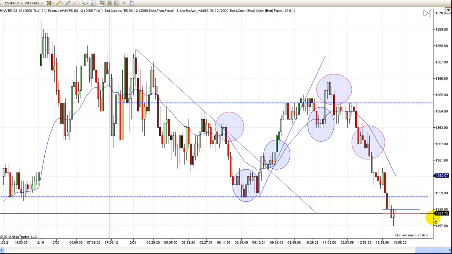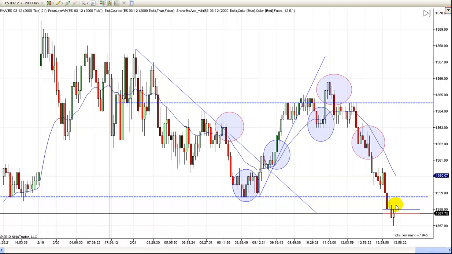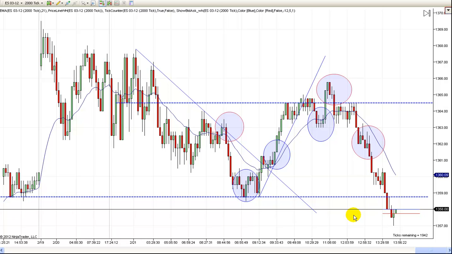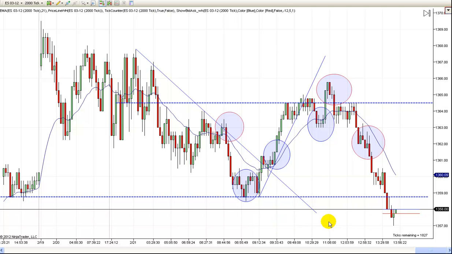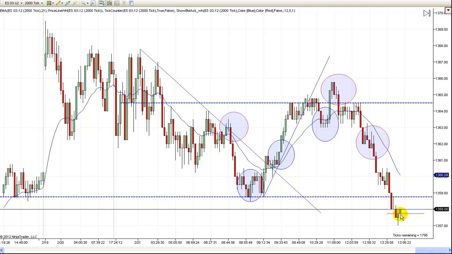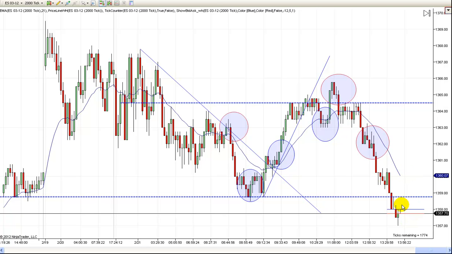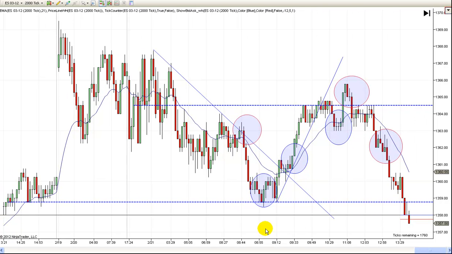But this is a nice reversal setting up here. So this might even be a place you want to look to get long, but I don't have time to do a trade example. But let's talk about what we did have, and we'll just watch this and see if this turns into a great long. My guess is this would be a great place to get long right now, and we'll just see how it works out.